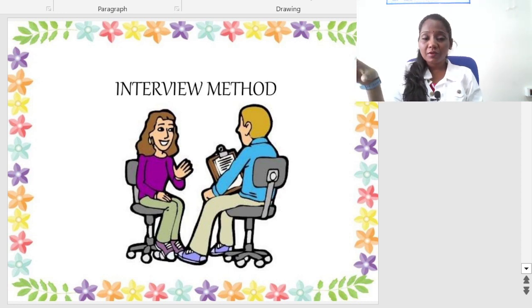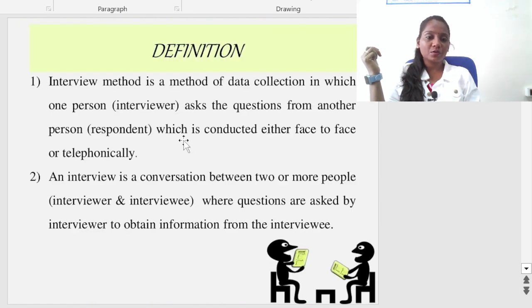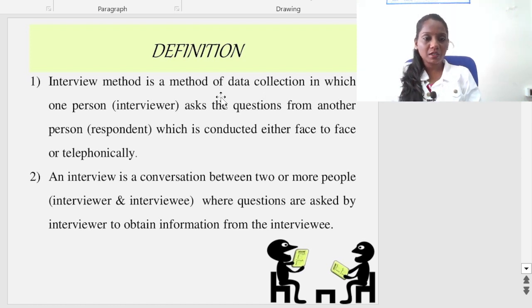If the project works are for a long duration, this technique is very useful to collect in-depth information also. Let's move on to the topic. When we speak about interview method, these are the definitions. Interview method is a method of data collection in which one person, the interviewer, asks questions from another person, the respondent, which is conducted either face to face or telephonically. Mostly these two methods we are using widely, face to face or telephonically.